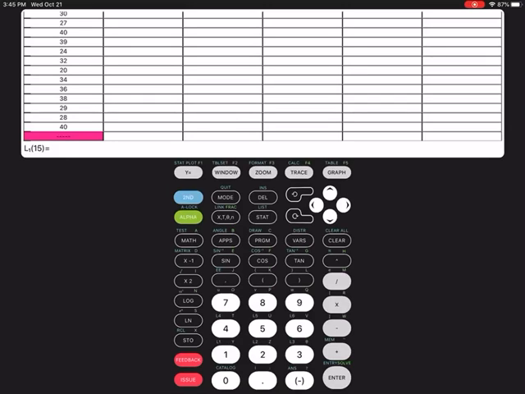Okay. Once that data is in there, once you enter your 14th number, that 40, make sure that you hit enter so it actually takes that 40 into the calculator.